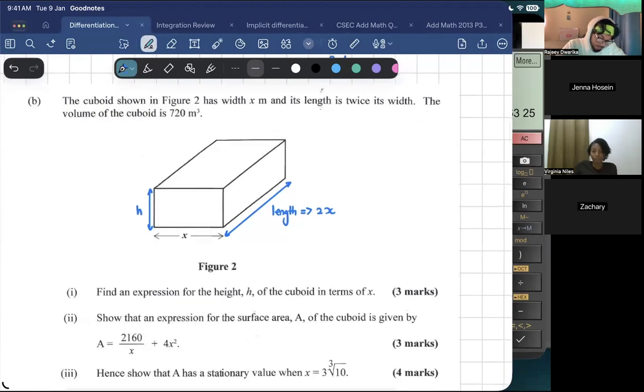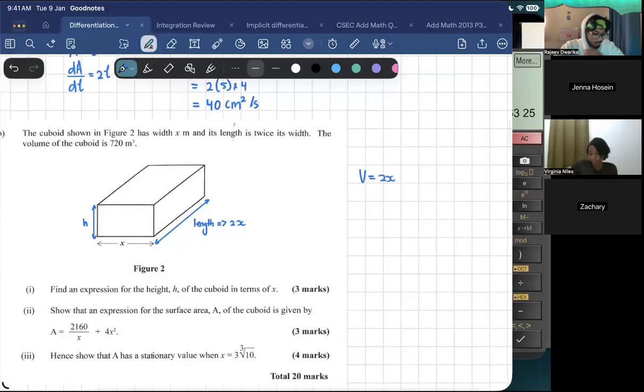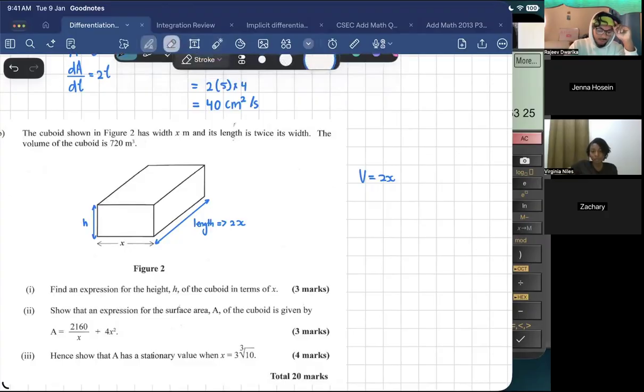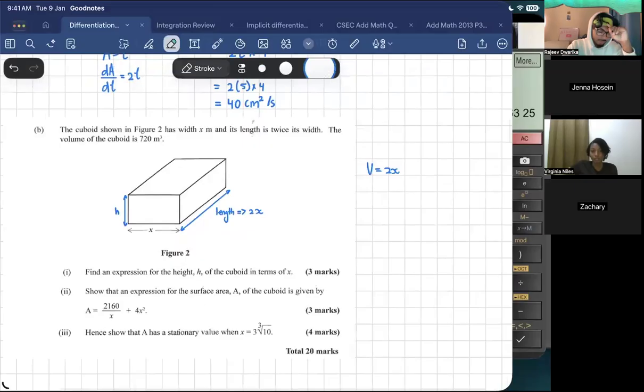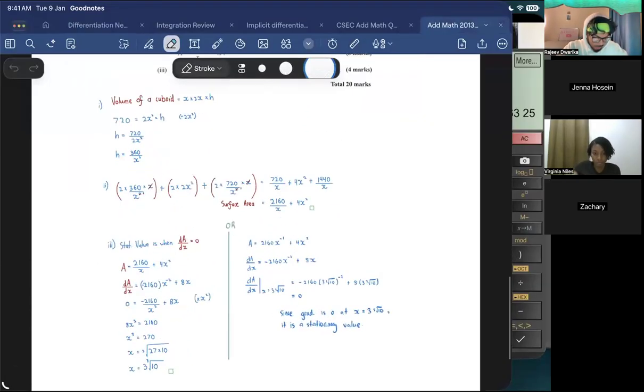So V is equal to 2x by x by h. Oh wait, no, this is not the question I was going to do, but it's really similar. This is not a rate of change question. The questions are extremely similar though. This is not the question I wanted to do, but this is what the answer would look like, by the way, if you're curious.